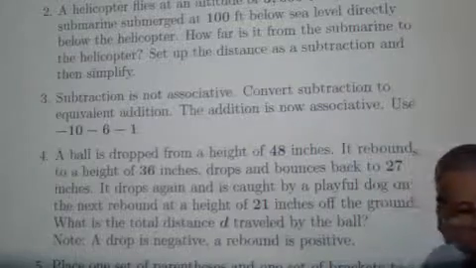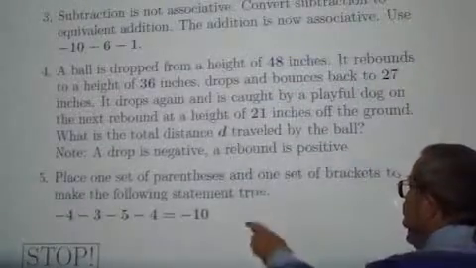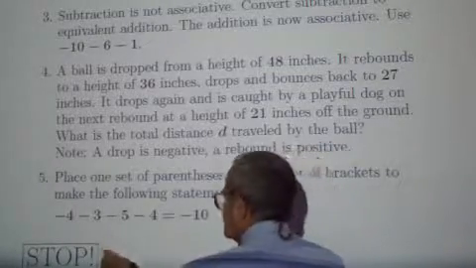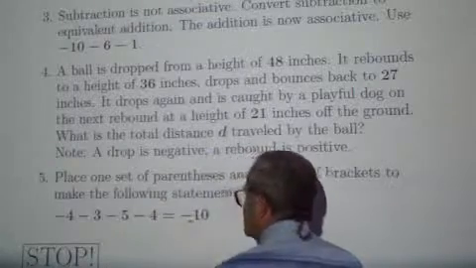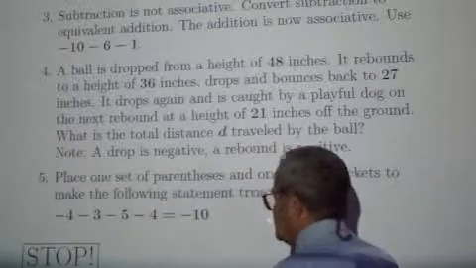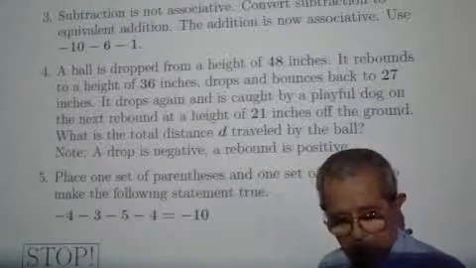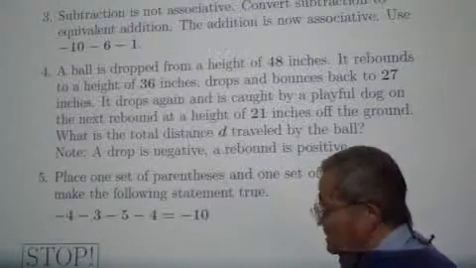And then we want to place a set of parentheses and one set of brackets such that negative 4 minus 3 minus 5 minus 4 is equal to negative 10. And again, you set the parentheses inside the brackets. Okay? And I think I'm out of time.